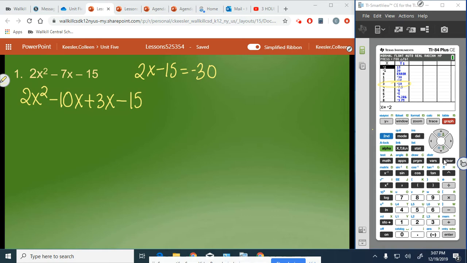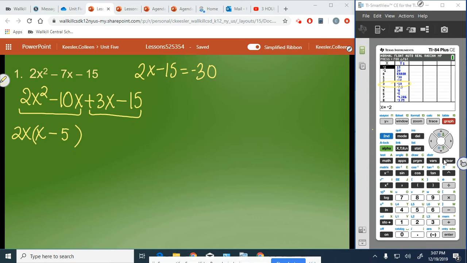Now, I did negative 10x and positive 3x because I like to have 2 and 10 together. Doesn't really matter though. If I put plus 3x and then minus 10x, I would have the same answer in the end. Then I'm going to group these two together and these two together. From the first binomial pair, I can factor out 2x. And when I factor out 2x, 2x times x makes 2x squared. 2x times negative 5 makes negative 10x.